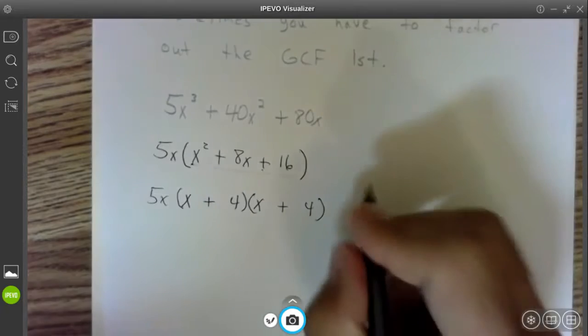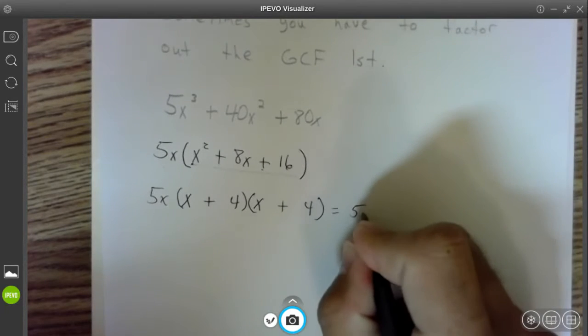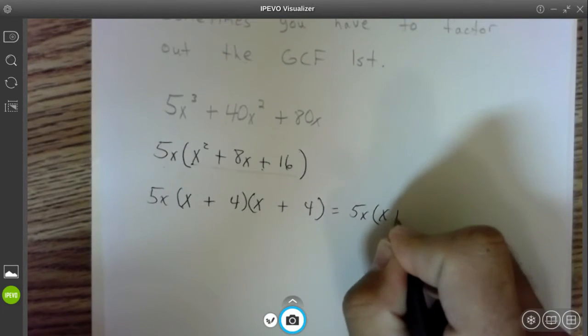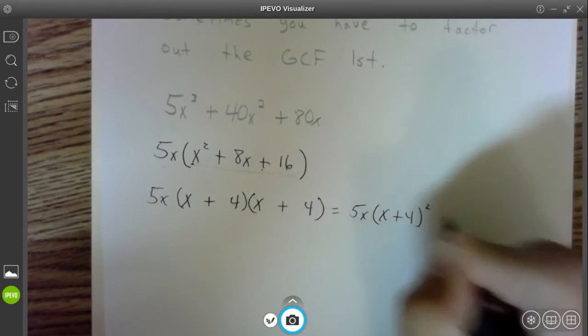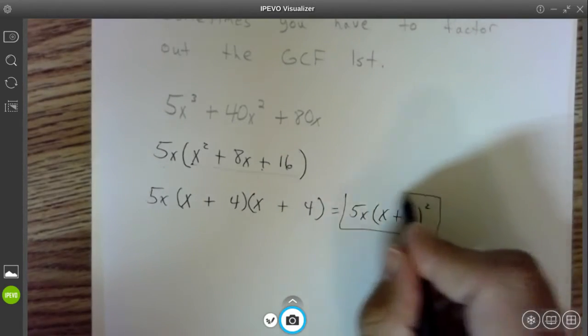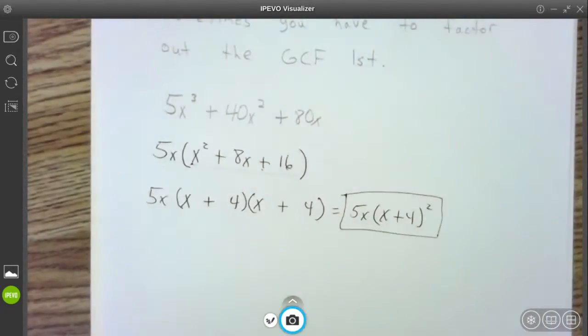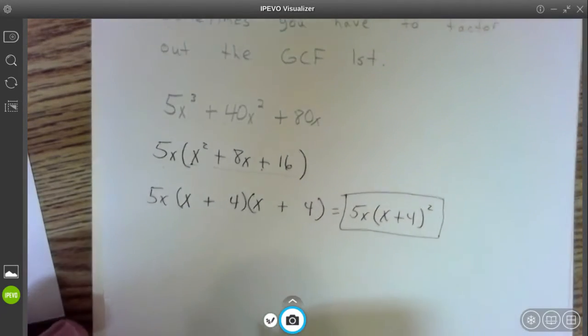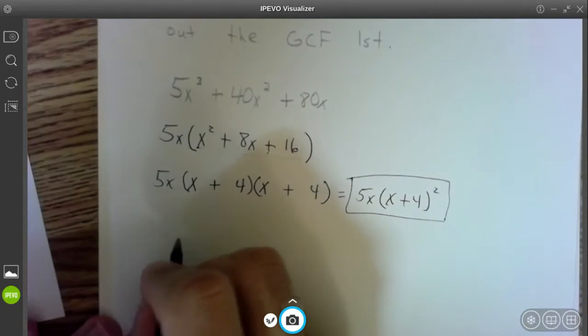Or if you wanted to write it like x plus 4 all to the second power, I guess you could write it like that. That'd be a little bit more concise, wouldn't it? All right, got that one out of the way. Let's look at another one. This one's involving a negative this time.